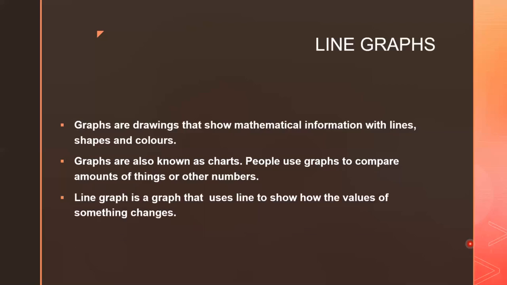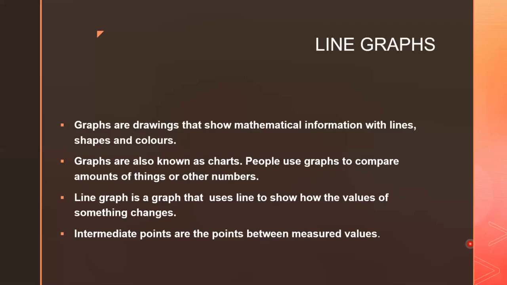Now comes the line graph, our concept. A line graph is a graph that uses lines to show how the value of something changes. So a line graph represents information with the help of lines. With the help of lines, it shows how the values of something change or how they have been distributed, or how we can acquire data with the help of all those lines.